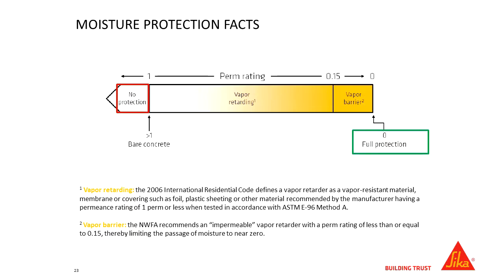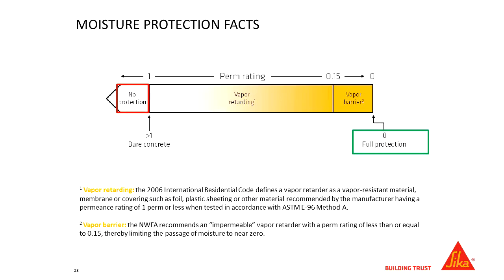So if you look at a perm rating of 1, that's essentially bare concrete. So if you put down nothing over top of the concrete, it has a perm rating of 1. Everything then goes down from there. The numbers get smaller as your perm rating gets better. When you go all the way to 0, that's full protection. So literally there's no way any moisture vapor could penetrate through that slab and affect the flooring that's above it.